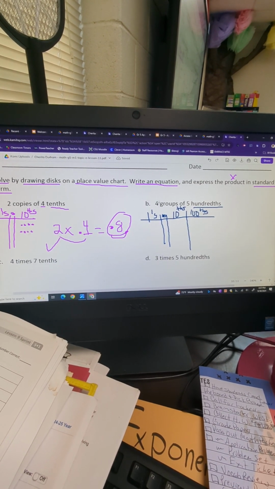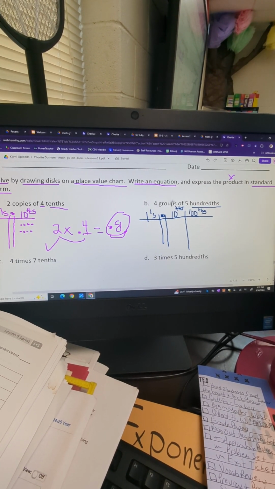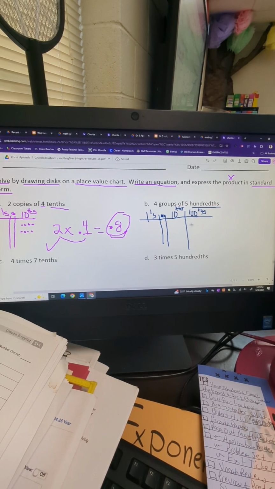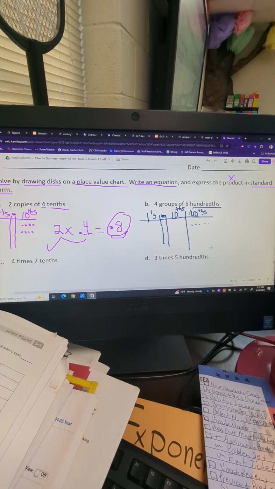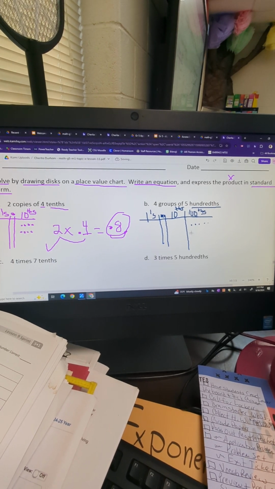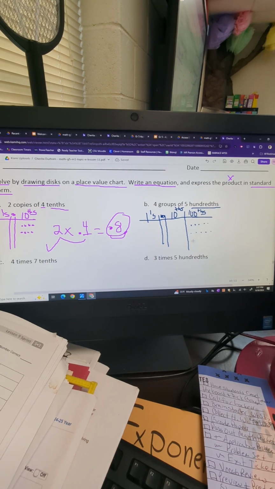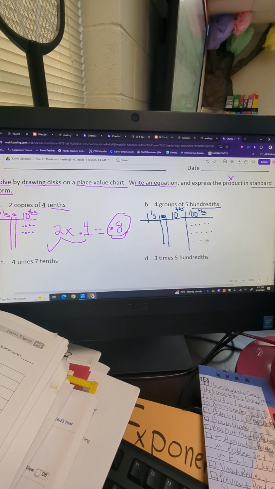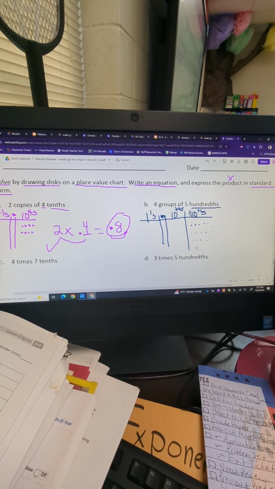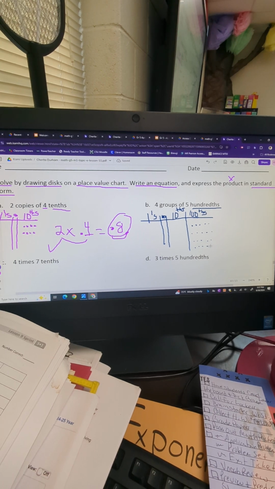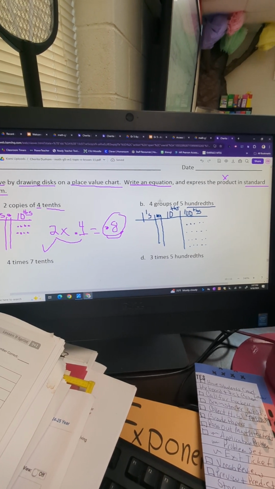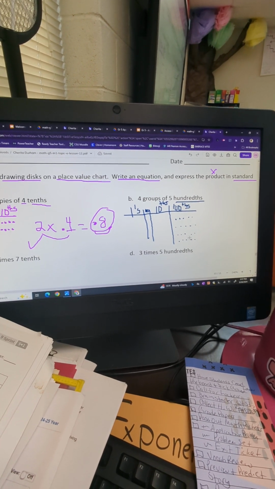Go back to your problem. They're asking us for 4 groups. So that means 4 times of 5 in the hundreds place. So let's draw 1, 2, 3, 4, 5. That's 1 group of 5. 1, 2, 3, 4, 5. That's 2 groups. 1, 2, 3, 4, 5. That's 3 groups. 1, 2, 3, 4, 5. That is 4 groups of 5 in the hundreds place.